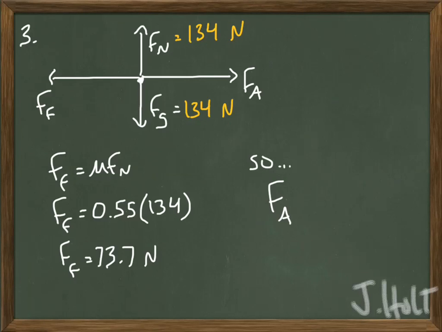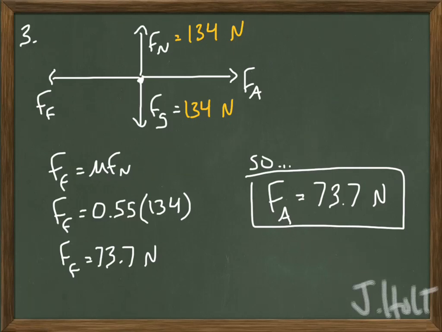Now that we know that, we can figure out the applied force. In order to get something to start moving, you have to equal the force of friction. At the moment that that box begins to move, the applied force is equal to the force of friction. So, if you know the force of friction, then you know the applied force, because they're going to have the same value at that moment.